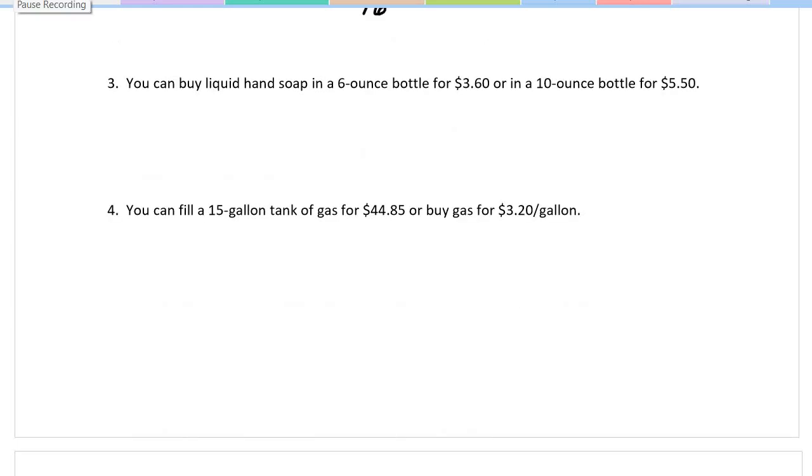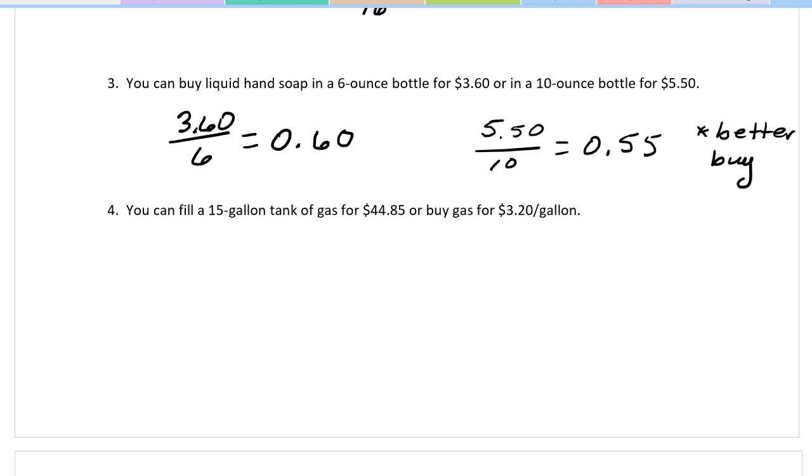Problem 3, you can buy liquid hand soap in a 6-ounce bottle for $3.60 or in a 10-ounce bottle for $5.50. Be careful with finding the unit price when you end up with something like 0.6. Be sure to make this look like money. Put a 0 at the end so you can be sure that you read that as 60 cents. You can see that when we compare the cost, the 10-ounce bottle is the better buy.